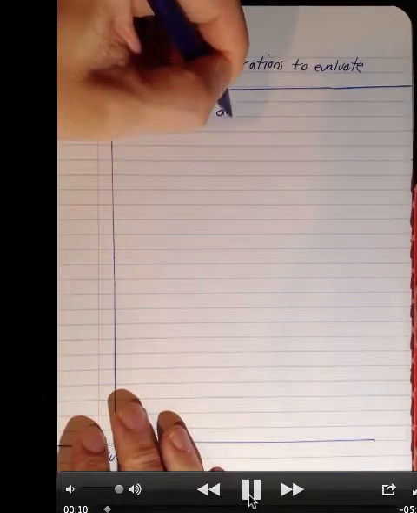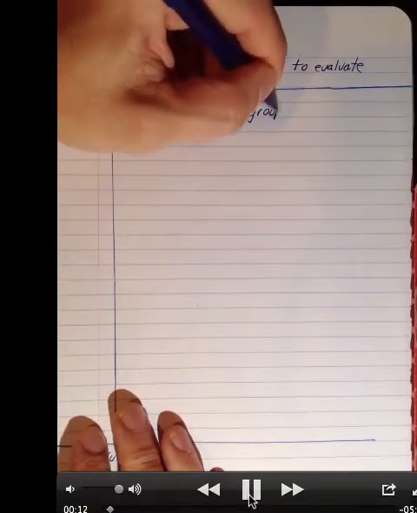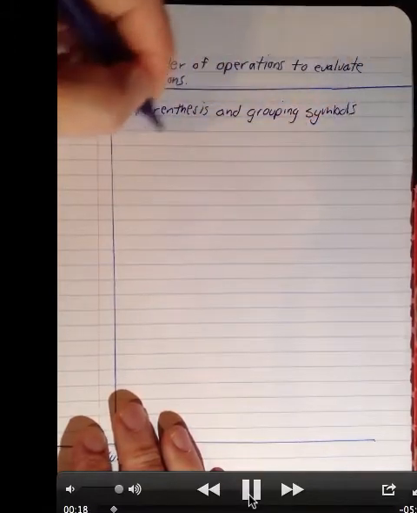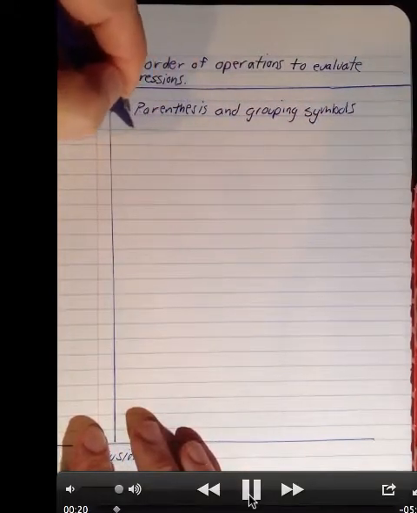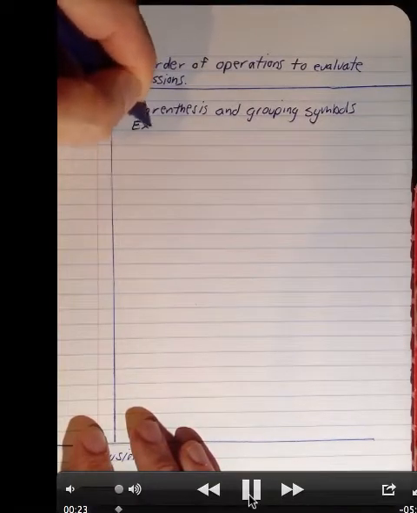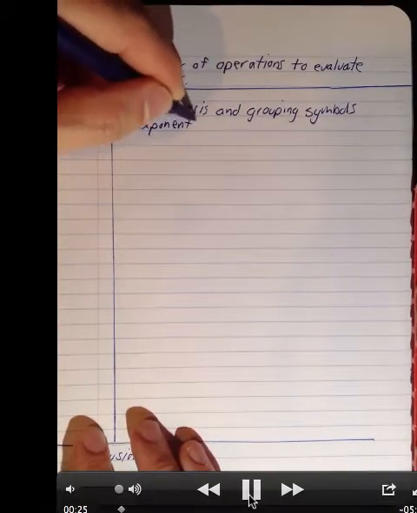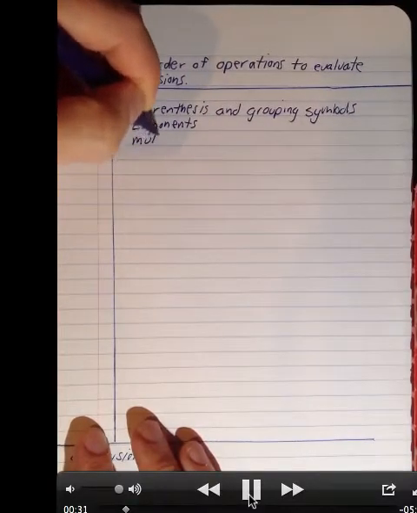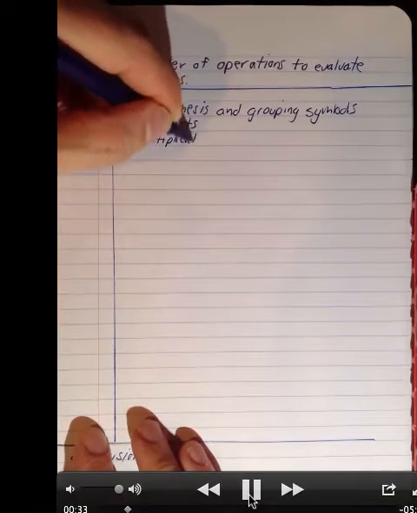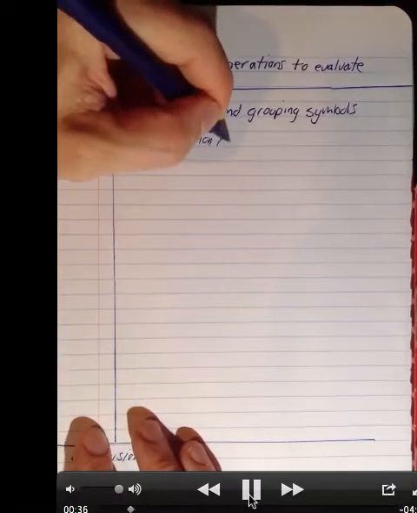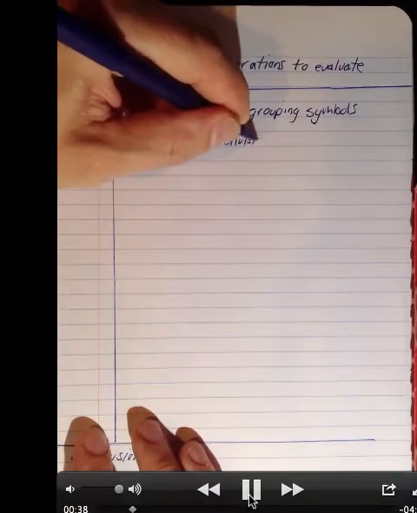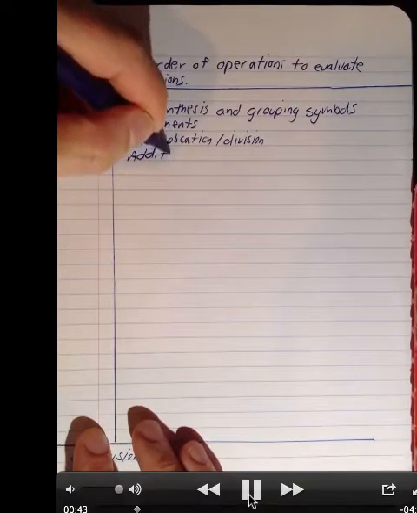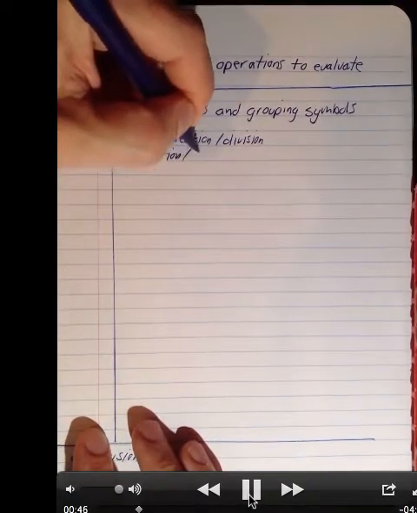You're familiar with the order of operations, but we'll just review that. The first thing that we're looking for are parentheses or grouping symbols. The next thing in the list, in order of importance, are exponents. Then multiplication or division left to right. And the last thing we look for is addition or subtraction, and again, this is left to right.